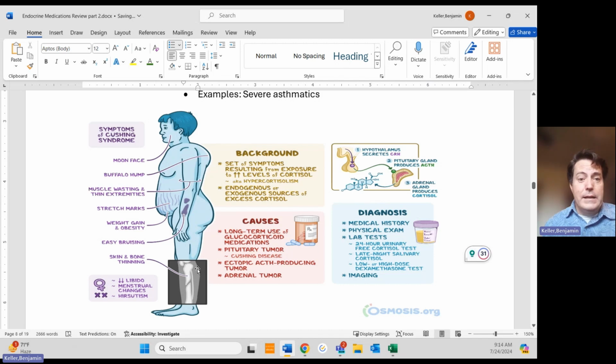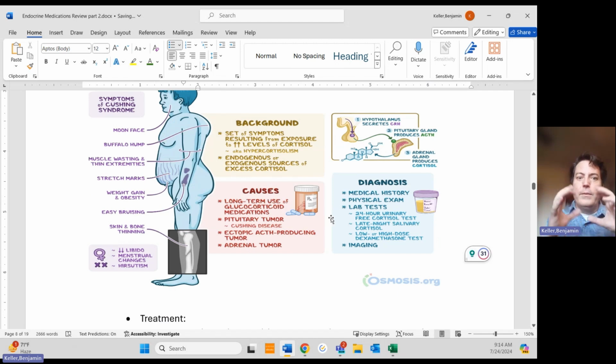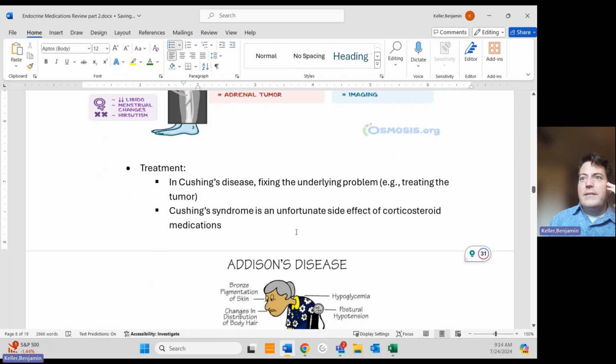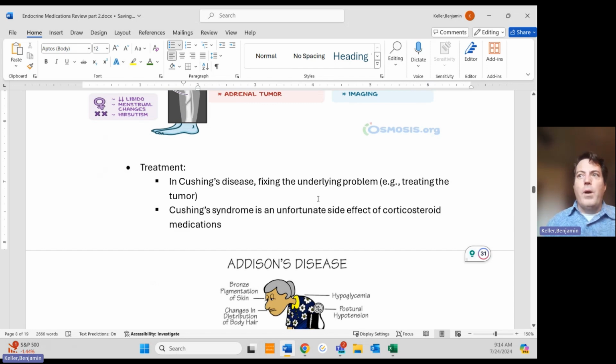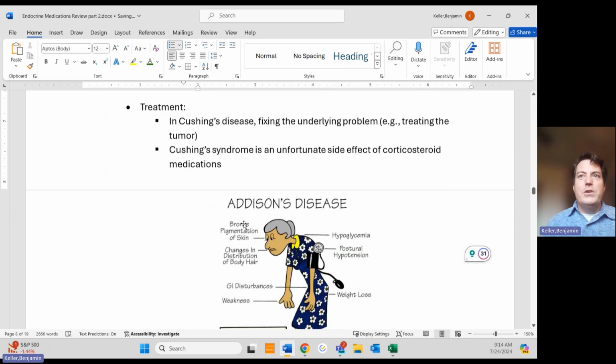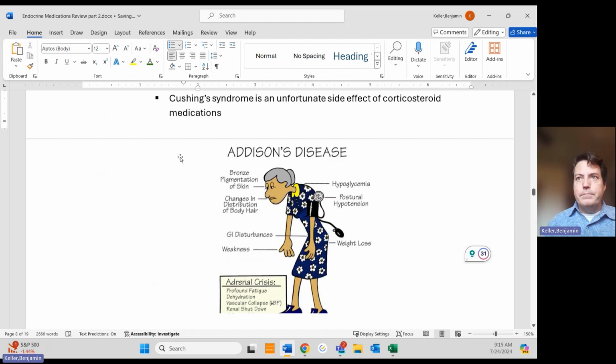And I know she didn't like it, but it was basically, do you want to breathe or do you want to have these side effects? And so, she had to choose, unfortunately, and so it's a serious issue, and one that requires some sensitivity on our part. So treatment for Cushing's disease is to fix the underlying problem, in the case of a tumor. And in Cushing's syndrome, it's usually an unfortunate side effect of the corticosteroid medications that we're giving for things like asthma or other autoimmune issues. So we try to regulate that or try to use the lowest amount that we can get by with.